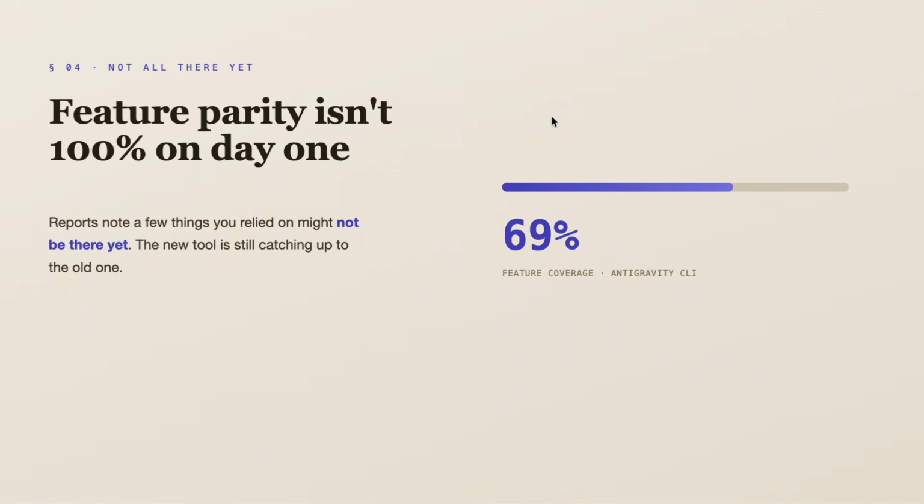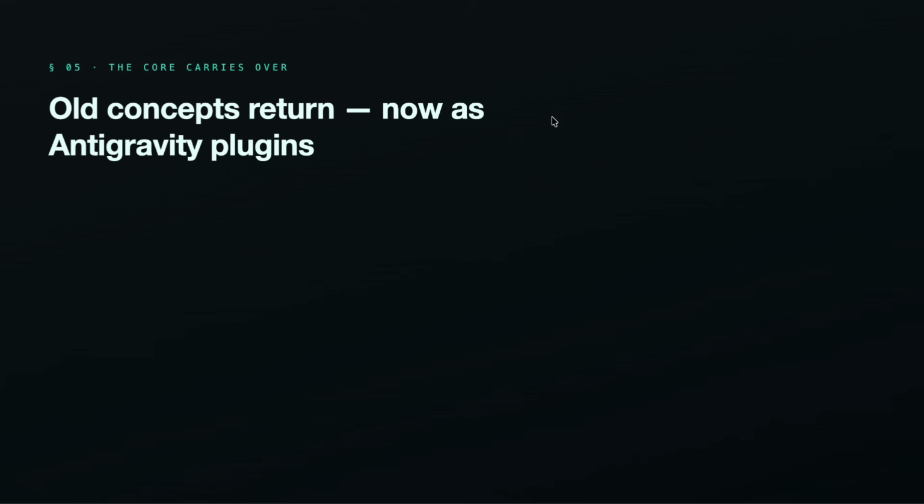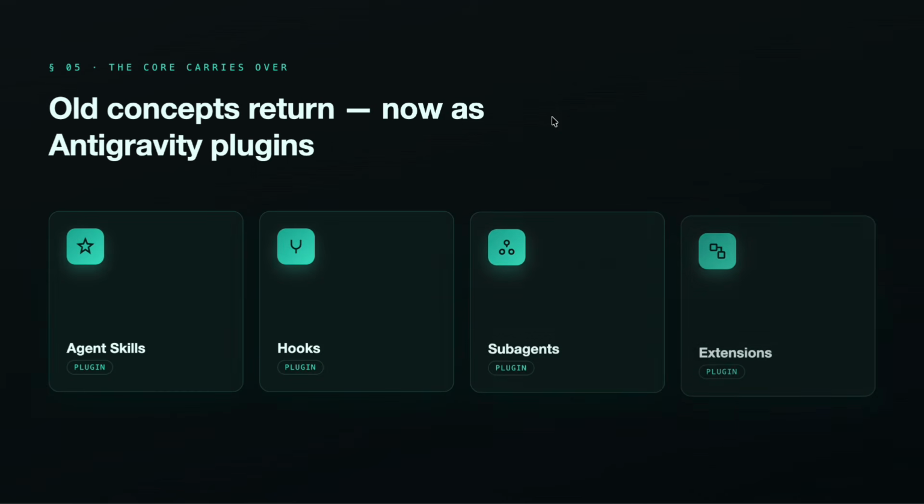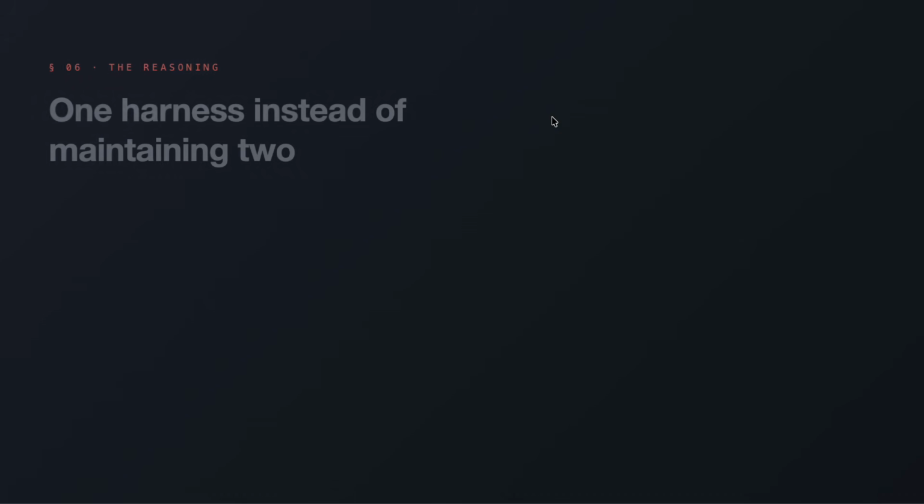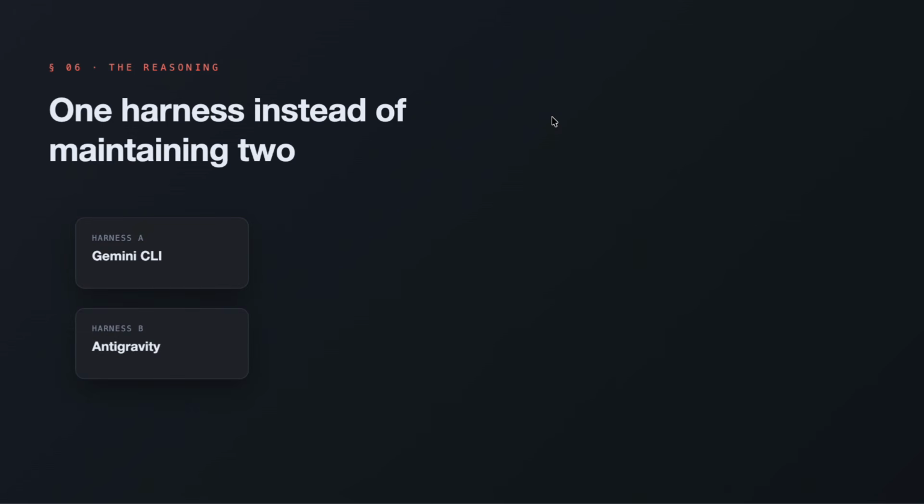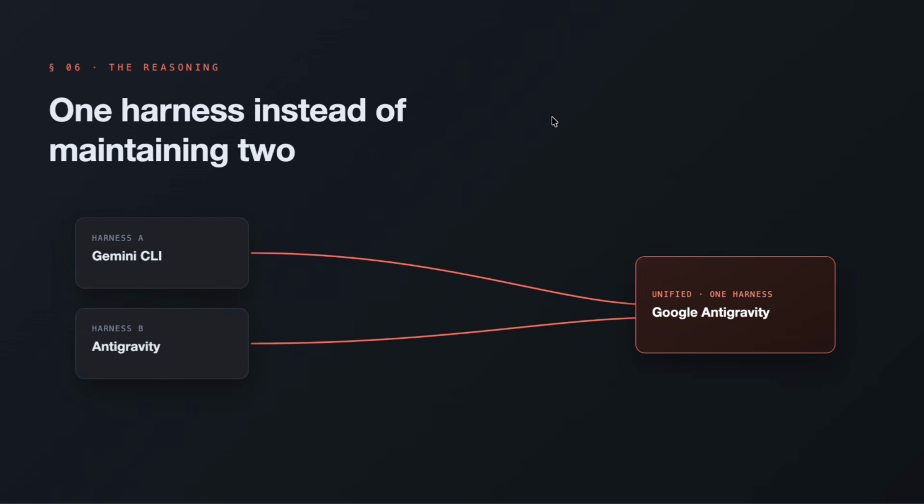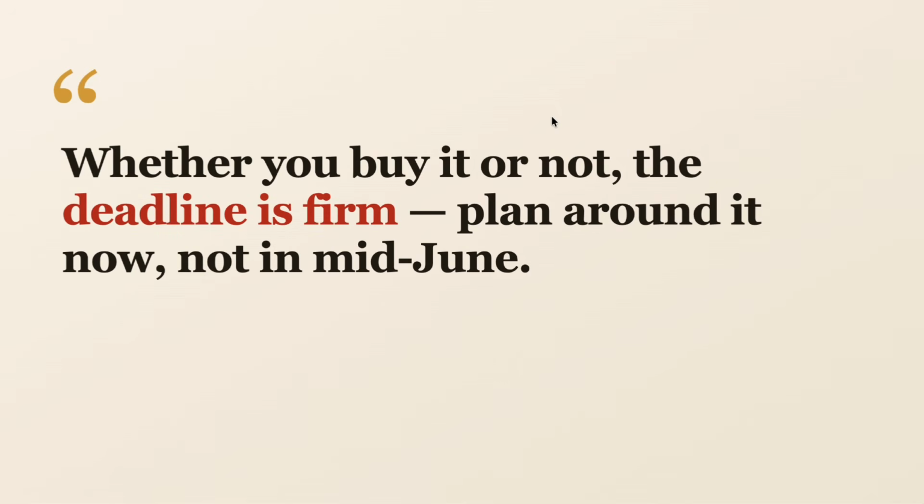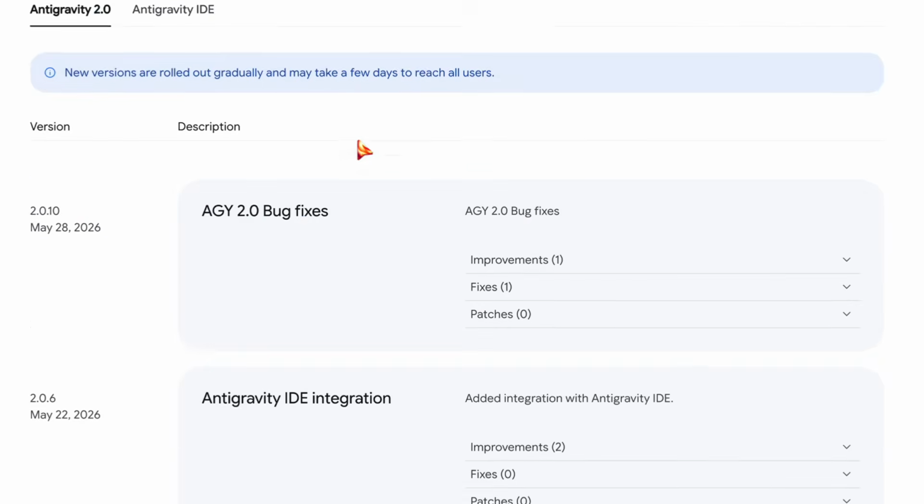Reports also note it doesn't have full feature parity yet, so a few things you relied on might not be there on day one. Google says the core ideas carry over, things like agent skills, hooks, subagents, and extensions, which now show up as Antigravity plugins. And the reasoning they gave is that people's needs shifted toward agents that talk to each other and split up work, so they decided to put their energy into one harness instead of maintaining two. Whether you buy that or not, the deadline is firm, so it's good to plan around it now rather than in mid-June. With that said, the recent fixes start to make a lot more sense.